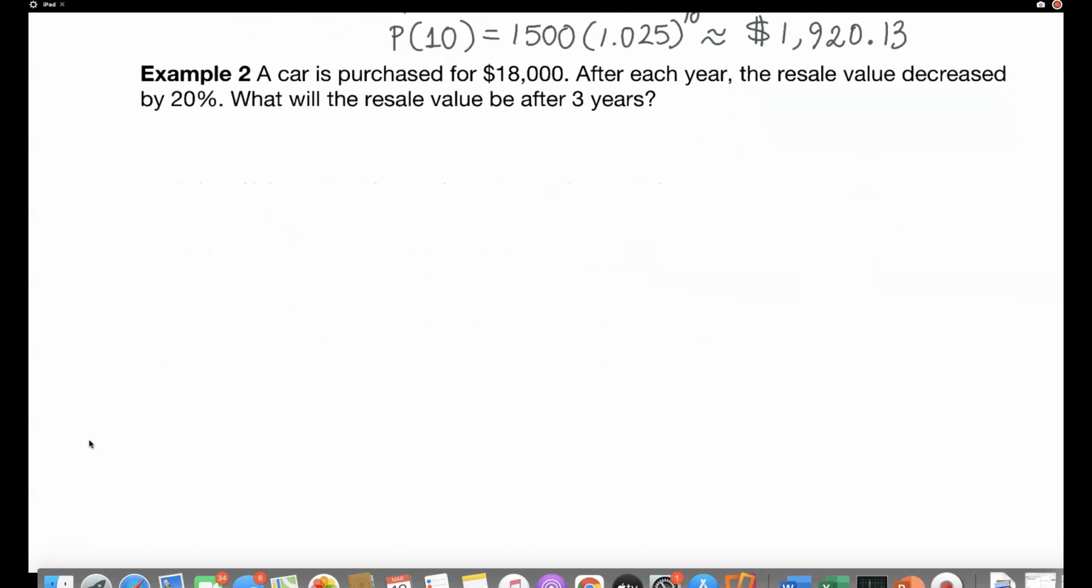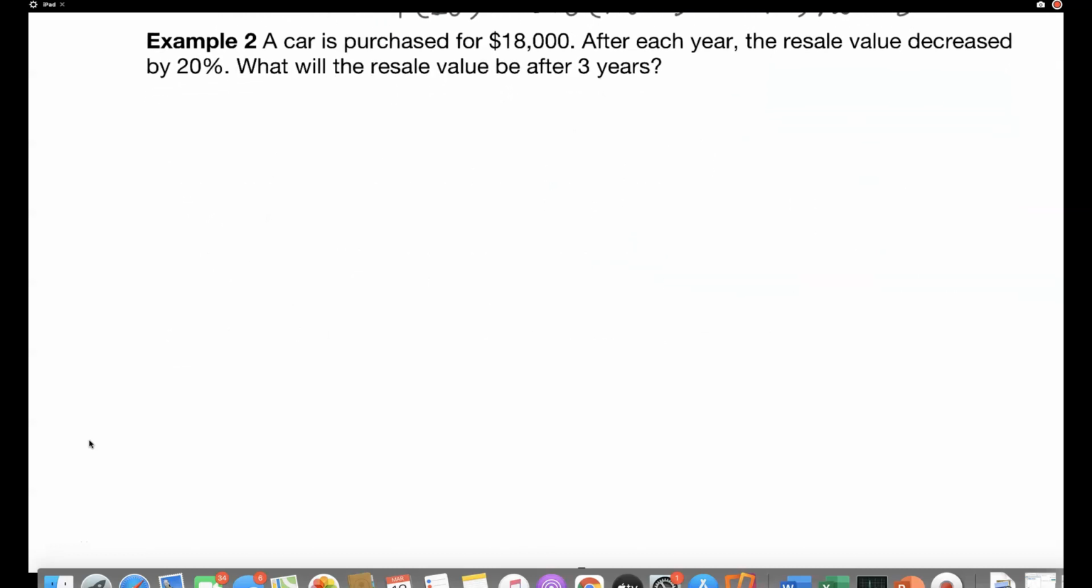How about this? A car is purchased for $1,800. A small, like a Corolla maybe. After each year, the resale value decreases by 20%. Isn't that so true? You buy a car, and in 5 years, it's worth less than what you still owe. So it's an exponential decay function. It's going down by 20%.